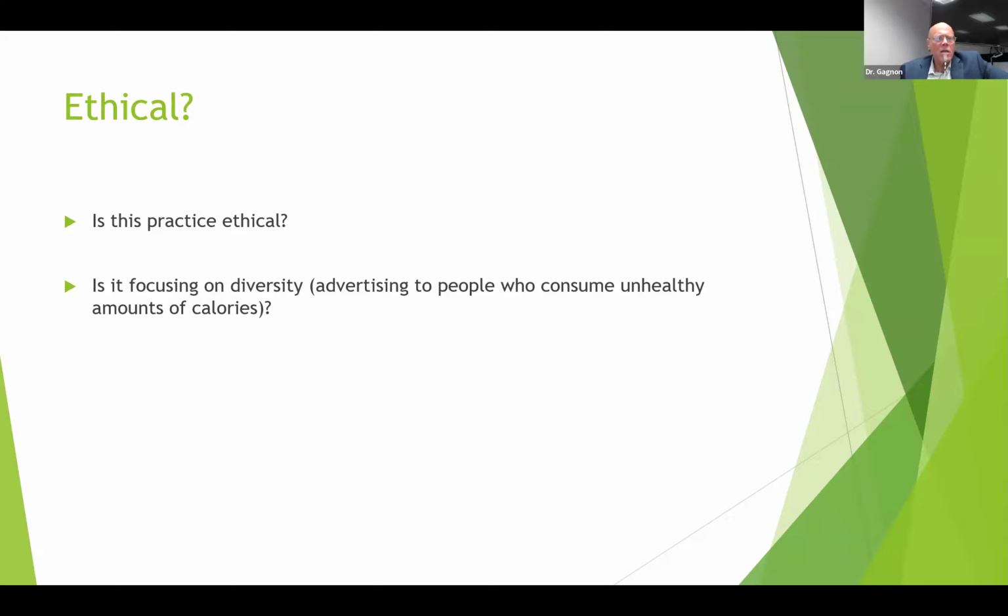Is it focusing on diversity? Advertising to people who consume unhealthy amounts of calories. Well, we have to be careful there because if we are going to truly have diversity, we're going to accept somebody's body type for what it is. Okay. And that's just it. We're going to accept them as they are. But as a company, I don't think it's good if we are promoting people to put harmful substances in their body, like, I don't know, all the substances that come off of a burning cigarette.